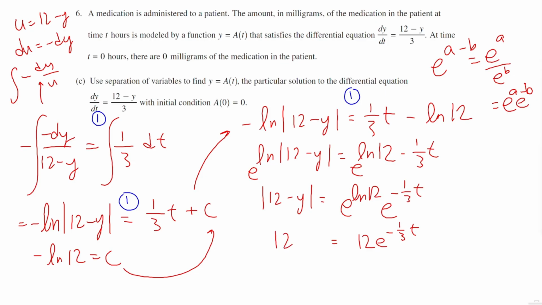So we have 12e to the negative 1/3 t now. And on this side, we'll clear off the absolute value by putting in a plus or a minus here. And we have to indicate which one it actually is. We know that if we plug in 0 for y, we need to get 0 for t. So if I put in both of those, we're going to have 12 minus 0 equals plus or minus 12e to the 0. Well, that clearly indicates that it needs to be the positive 12e to the negative 1/3 t. So what we've got now is 12 minus y equals positive 12e to the negative 1/3 t.